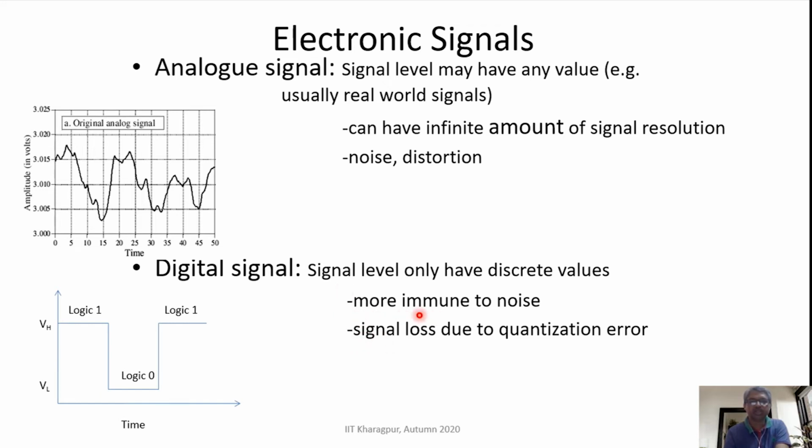Particularly the digital signal is more immune to noise. Usually a digital signal contains logic levels, for example logic 1, logic 0, and so on. So these signals are easier to handle and mostly immune to noise, contrary to an analog signal. However, there are errors present in the digital signal in the form of quantization error. We'll learn more on this when we talk about digital circuits.